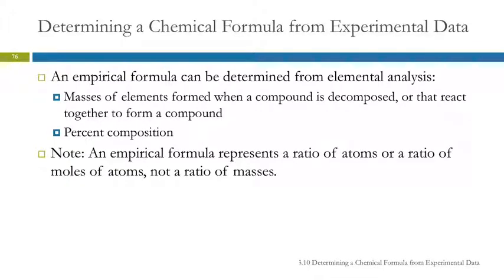We can use experimental data to figure out what the chemical formula is. We're limited here to the empirical formula, which is the lowest ratio of the elements. We can do this in a couple of ways. We can look at the masses of elements that were formed when we decomposed a compound, or we can look at the masses of elements that reacted to form a compound, and we'll be doing an experiment like this in lab, or we can look at the percent composition that was determined experimentally and figure out what the formula is from that.